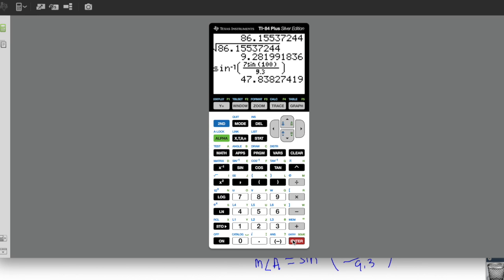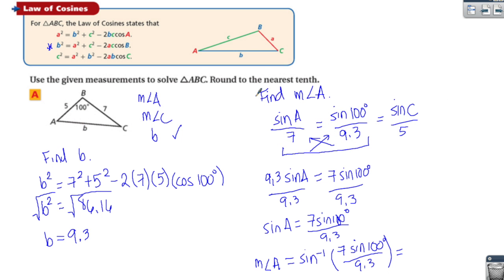Hit enter. All right, so right now, because you used the inverse function, this is the actual angle measurement. Let's round to the nearest tenth. This will become 47.8 degrees. All right, let's go back to your whiteboard and let's write this down. All right, so angle A is 47.8 degrees, like so.